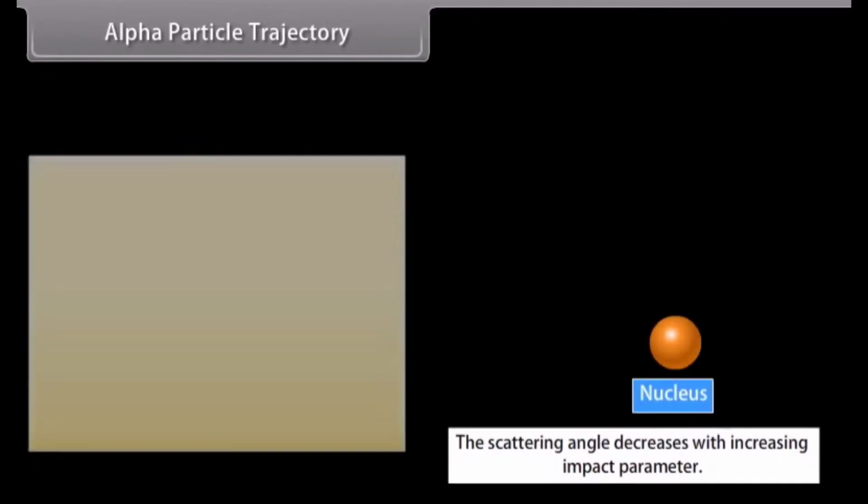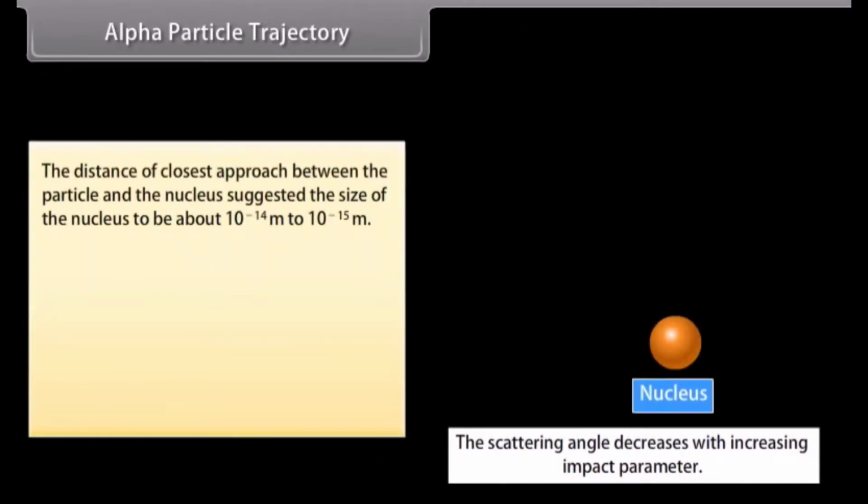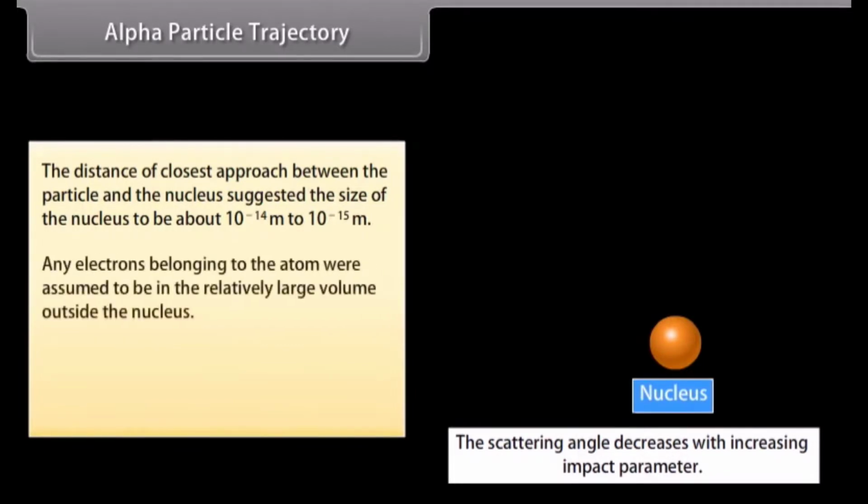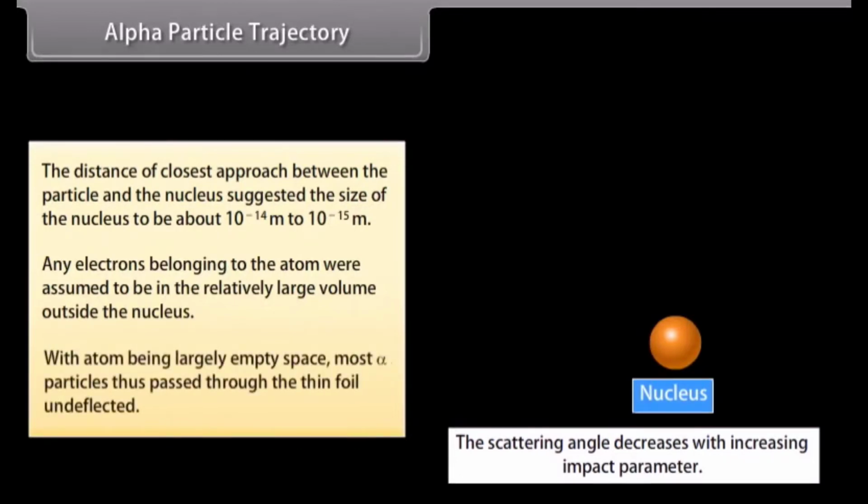The distance of closest approach between the particle and the nucleus suggested the size of the nucleus to be about 10^-14 meter to 10^-15 meter. Any electrons belonging to the atom were assumed to be in the relatively large volume outside the nucleus. With the atom being largely empty space, most alpha particles thus passed through the thin foil undeflected.